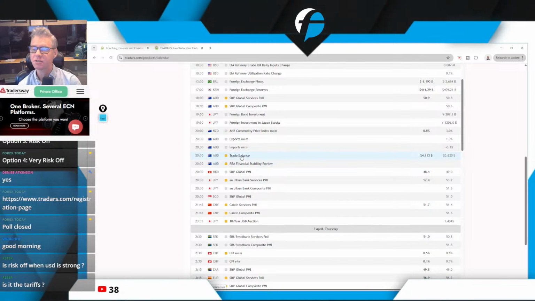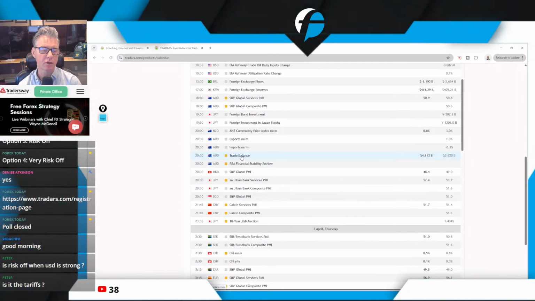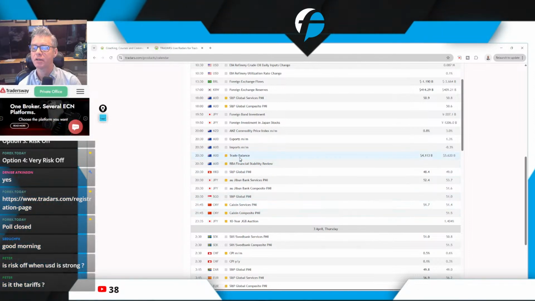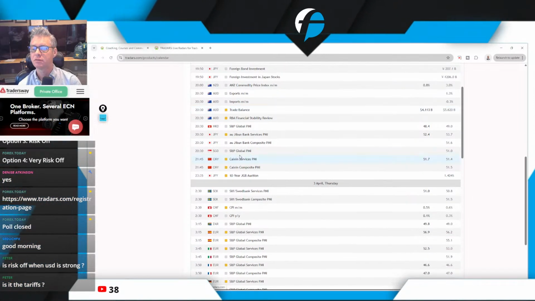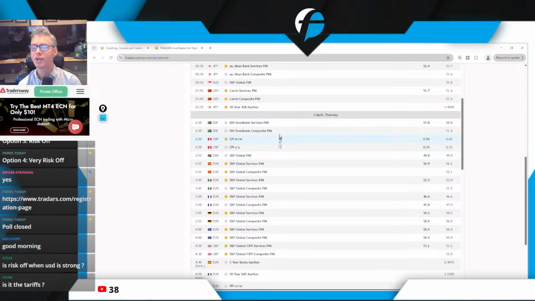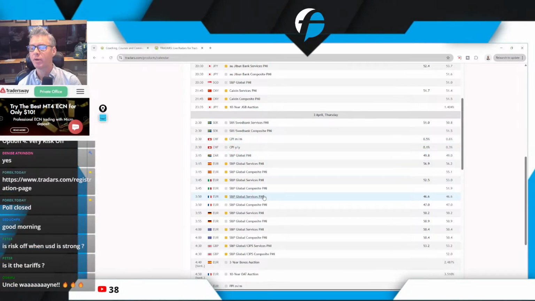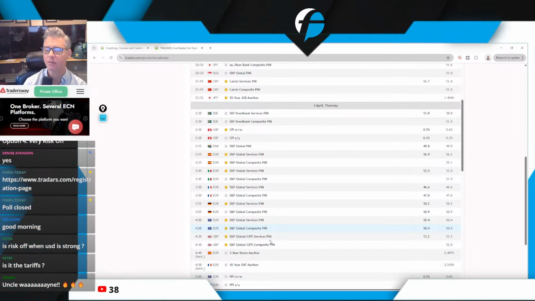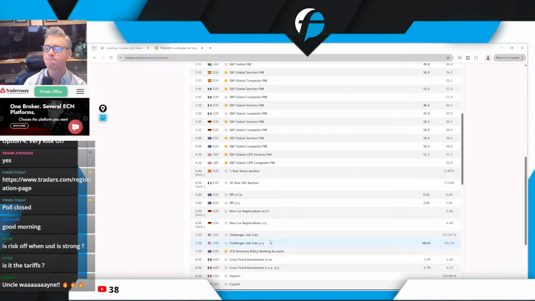Aussie trade balance, that's a good one in particular for Aussie. And that's a good reflection on what's going on in China. So that's another good one. And then way out here on Thursday, PMI, PMI, PMI.